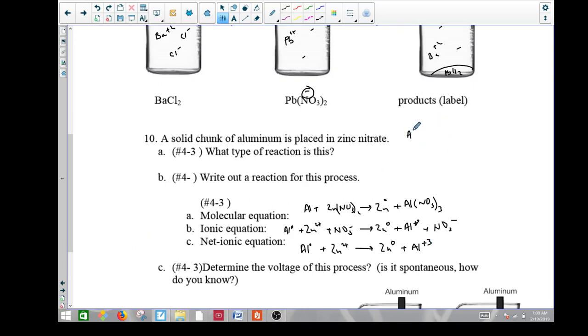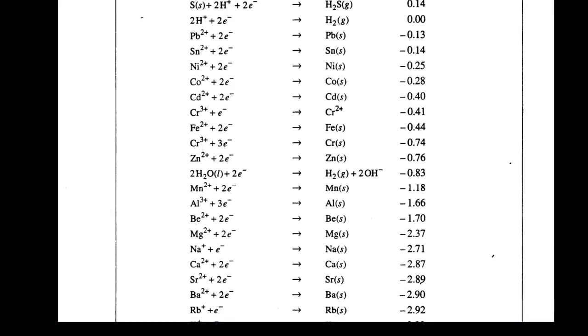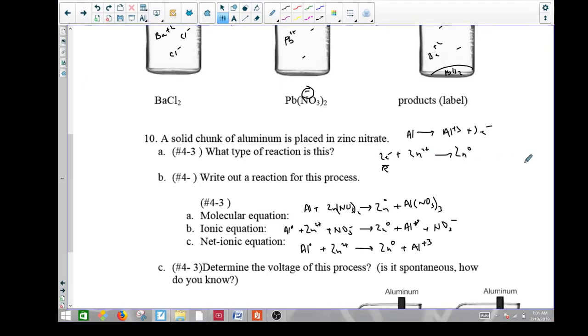We have aluminum, and we'll check the voltages. Aluminum going to Al3+, and I have 3 electrons here, and then I have Zn2+ going to zinc metal, with 2 electrons. This is reduction, so this will be right on my chart. This is oxidation, that one's going to be flipped. So as we go back here, we'll find this zinc one is located right here, negative 0.76. So that's not pushing in a spontaneous direction.